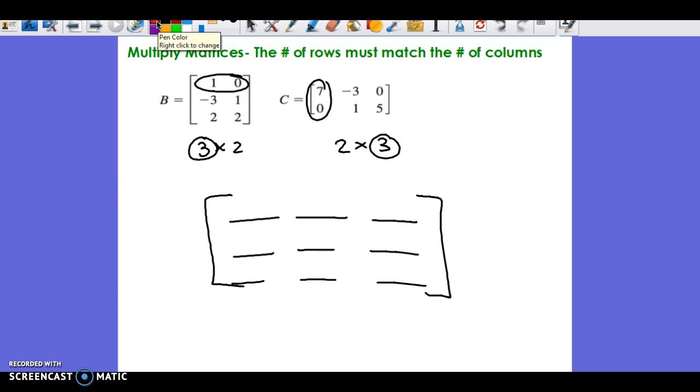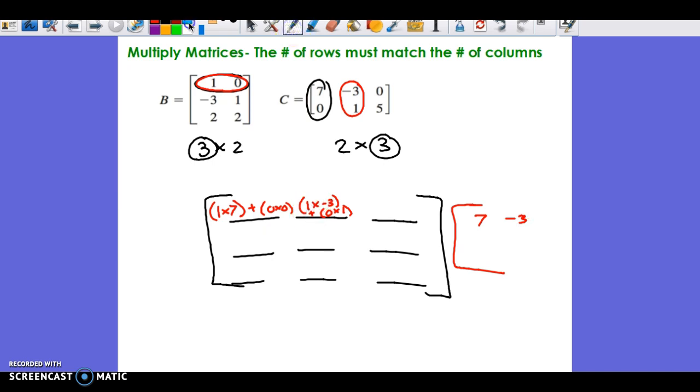Okay, so I'm going to take 1 times 7 and add that to 0 times 0. So then when I'm looking at my matrix, that's going to be 7 plus 0, which is 7. Then I'm going to take row 1 times column 2 and put that here. So I'm going to do 1 times negative 3 plus 0 times 1. And that's going to give me negative 3.